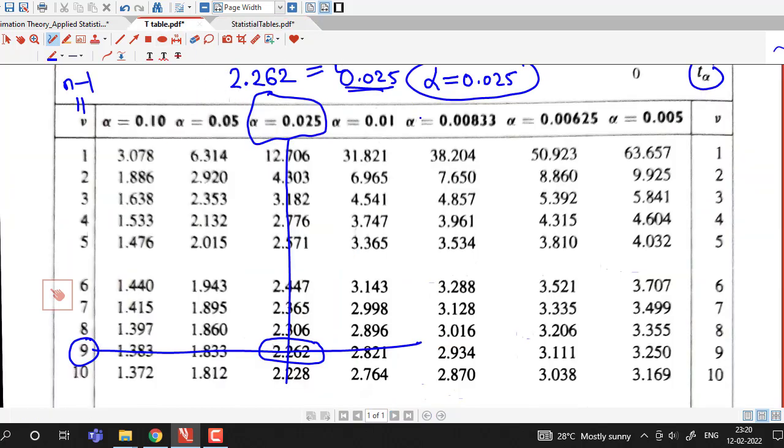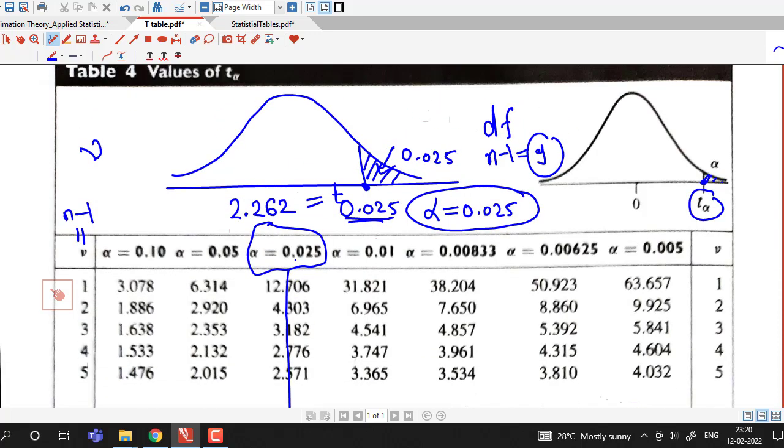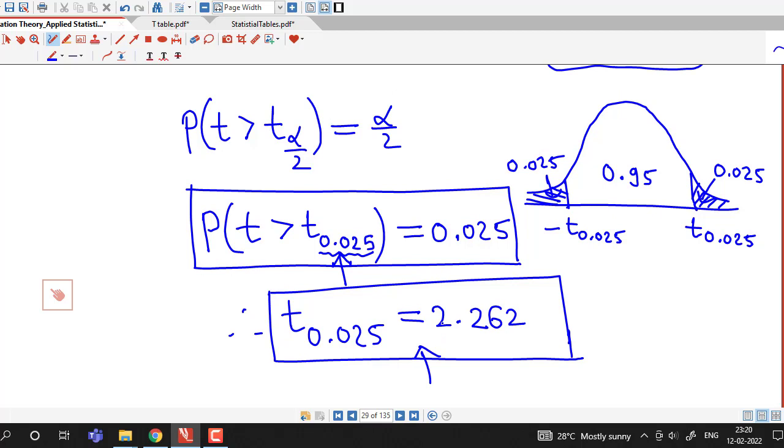If you are given the table for one-tail test, then also no problem, you can use this T table to find the critical value of T. So in this way we have obtained the critical value of T, and we are going to use this critical value in constructing the confidence interval. So here T suffix 0.025 is 2.262, or we can write this is T alpha by 2, where alpha by 2 is 0.025.